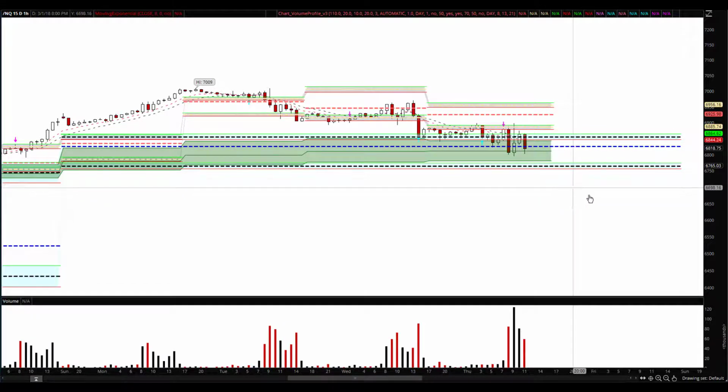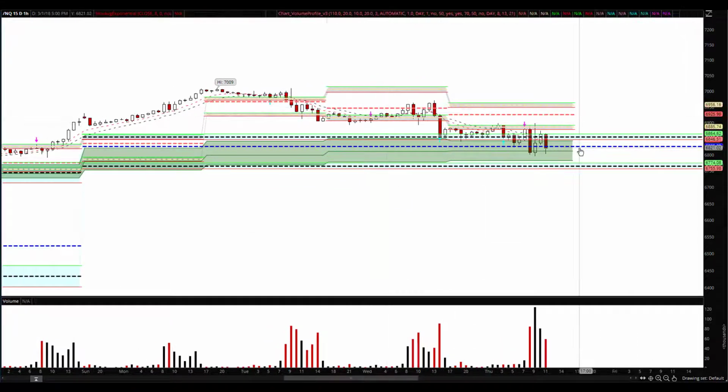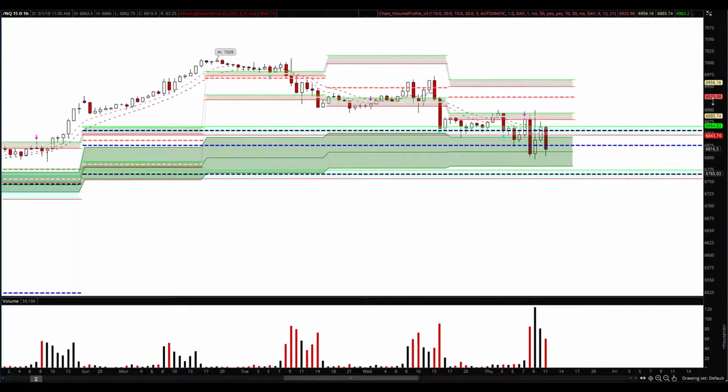We're looking at the NASDAQ E-mini futures. This is a 60-minute chart, and we can see here that we're starting to lose some key levels. This little green cloud here just suggests that the trend remains bullish, but let's take a look a little bit closer.